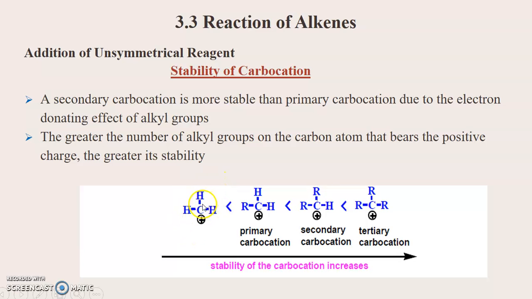So you must remember the order of carbocation stability. This is methyl carbocation, primary carbocation, secondary and tertiary. Methyl is the least stable, tertiary is the most stable. Later we will see it in the mechanism. So we stop here.